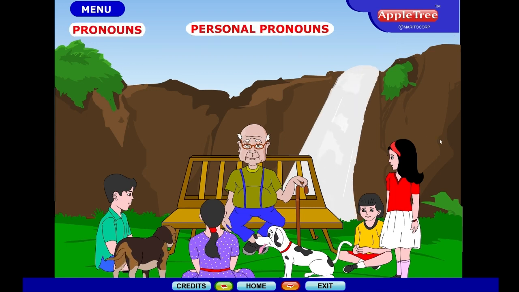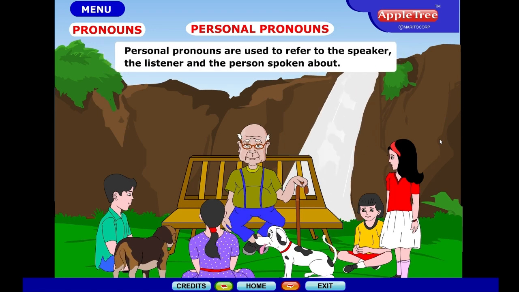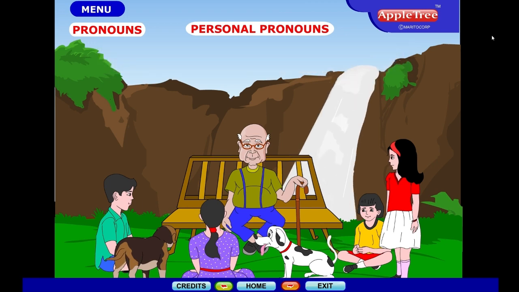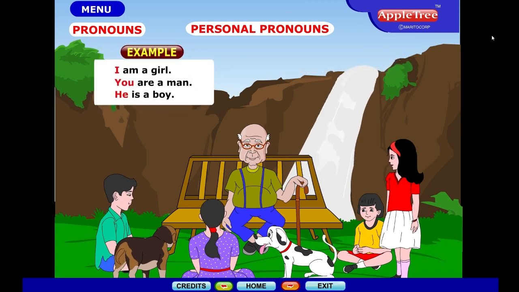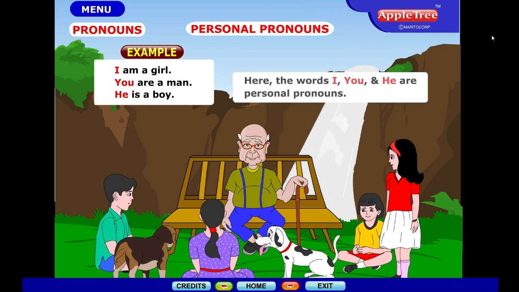Could any one of you explain personal pronouns? Yes, Grandpa. Personal pronouns are used to refer to the speaker, the listener, and the person spoken about. Look at these sentences. I am a girl. You are a man, and he is a boy. Here, the words I, you, and he are personal pronouns.